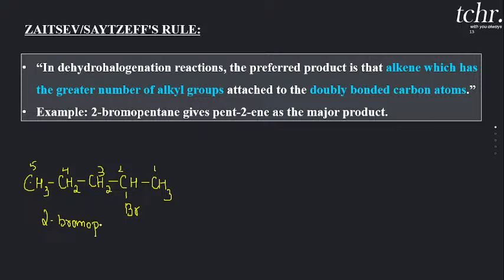Now I will do dehydrohalogenation reaction. We will perform for this 2-bromopentane. That is, you treat this with, I told you, alcoholic KOH.